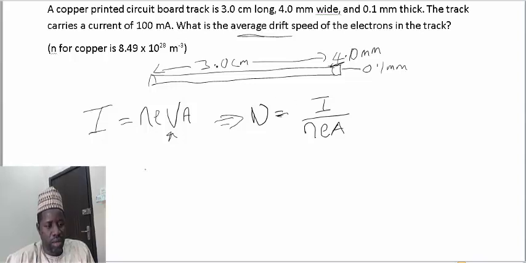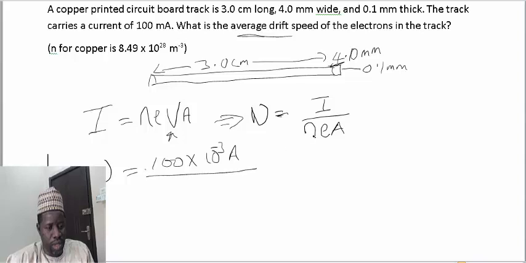So this current is given to us. Let's substitute these values into our expressions. So our drift velocity will be, instead of our current, we put our values here, 100 times 10 to the power minus 3, so that it is in ampere, not milliamp.